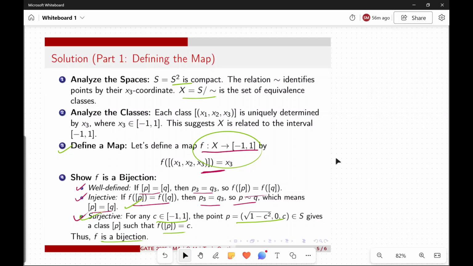We need to show it's a homeomorphism. For homeomorphism, we shall use theorem 2, and we shall show what is left, that is, capital X compact and minus 1 to 1 Hausdorff. If we are able to show that, then it will be a homeomorphism. So now let me show the second part of the solution.